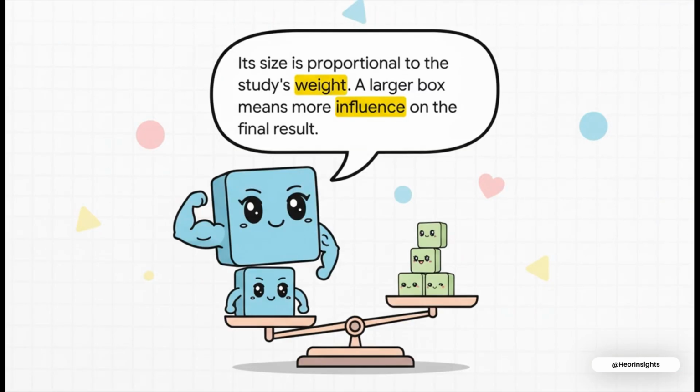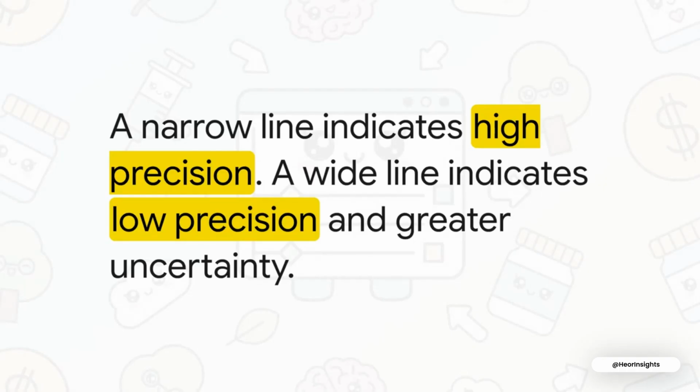Now let's look closer at the box. This square represents the point estimate of a single study. For instance, the specific hazard ratio found in that trial. What's really critical here is that the size of the box is proportional to the study's weight in the meta-analysis. This means larger studies with more precise results get a larger box, and they have more influence on the final pooled result. The horizontal lines that extend from the box are called whiskers.